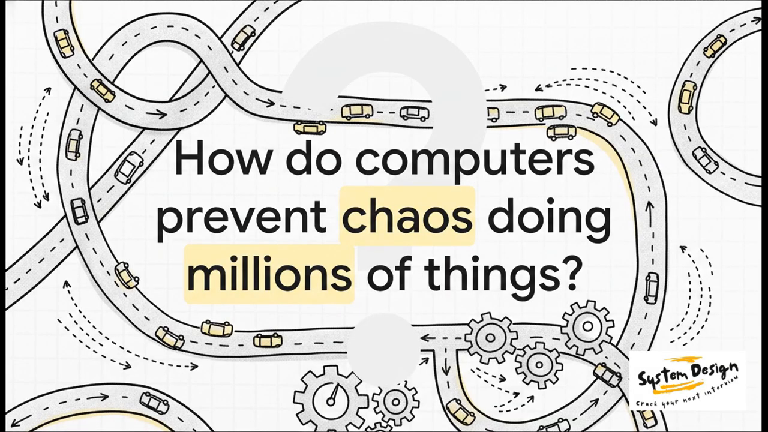Think about it. How on earth do our computers manage to do millions, sometimes billions of things all at once without completely tripping over themselves, corrupting data, and crashing? It's kind of like managing rush hour traffic in a city of 10 million people, but for bits and bytes. And the answer? Well, it lies in a set of really elegant and powerful tools.